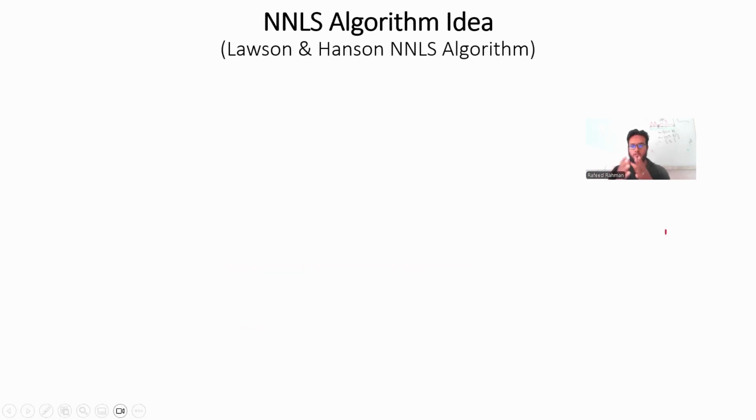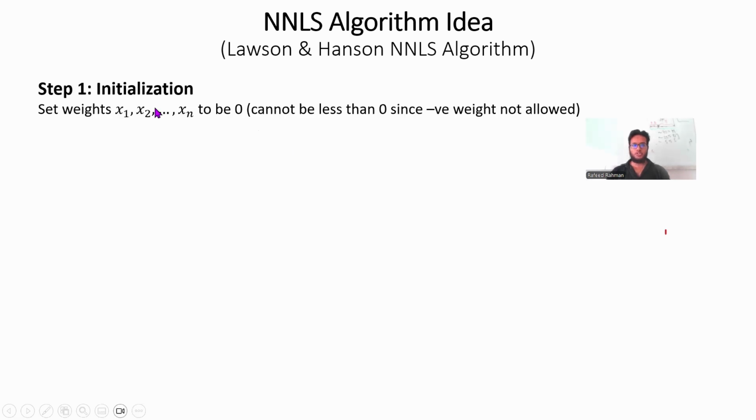I mean, if we specify that constraint, we cannot really have a nice closed form for x or the coefficients. So we have to actually use some iterative algorithm called the Lawson-Hanson NNLS algorithm. So I will describe it now. First of all, you have to initialize all the x's to be 0. They cannot be less than 0 since negative weight is not allowed.